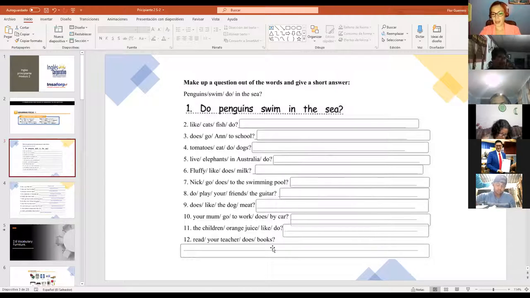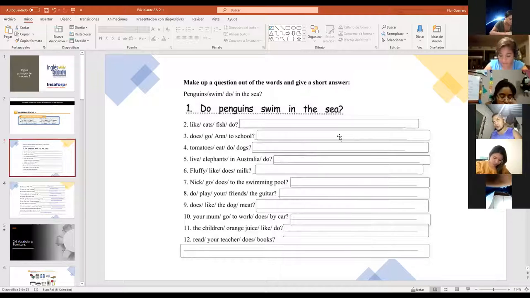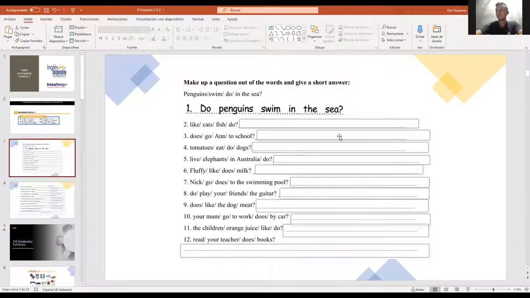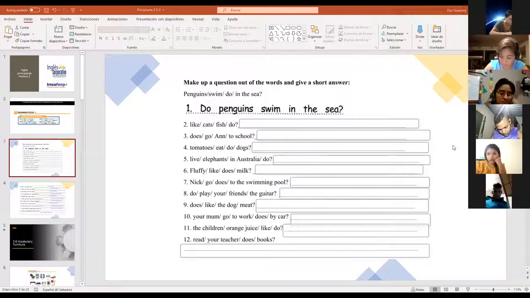Van a hacer lo mismo con el resto de ellas, ¿verdad? Ir poniendo en orden la pregunta utilizando las palabras que se les dan acá. Remember the formula. Also, we practice the irregular verbs. Do you remember the irregular verbs? Now, for the irregular verbs, what are some examples?